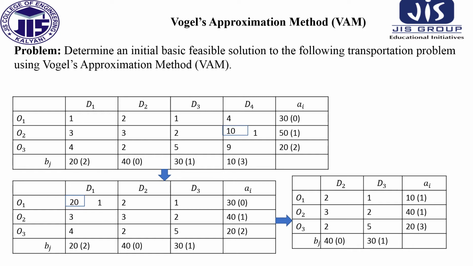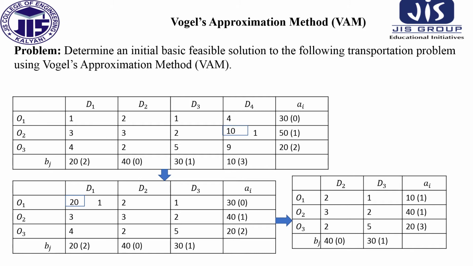So we subtract the minimum value from the next minimum value, that is 2 minus 1 is 1, and write it beside the supply value 50 within the bracket. So this value, 2 minus 1, this is 1, and right here within the bracket, 1. The same procedure we apply for the O3 row also.